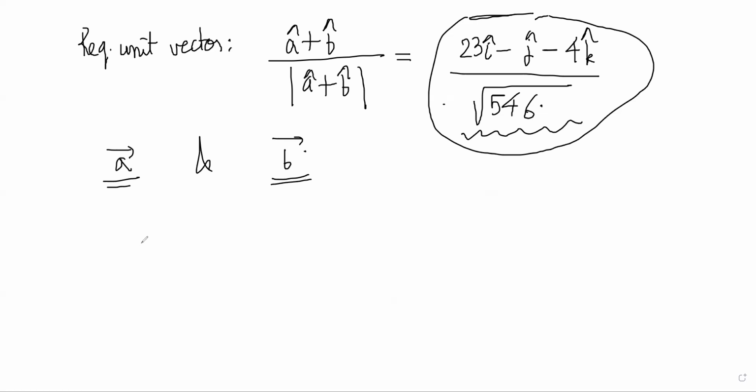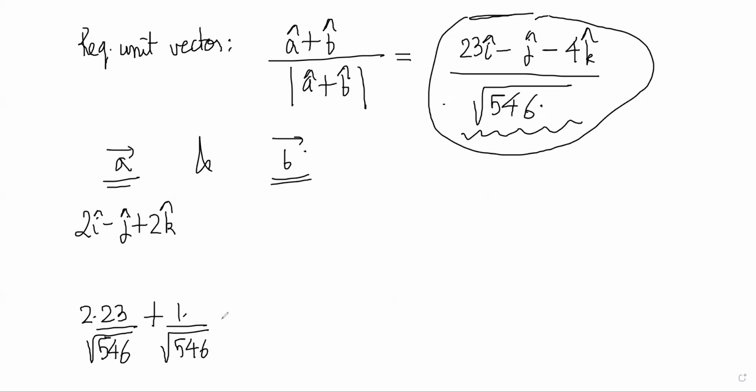When you do that, the dot product with A, which was 2I minus J plus 2K, would be 2 times 23 by root 546, minus 1 into minus 1, so plus 1 into root 546, and plus 2 into minus 4, so minus 8 into root 546. So you are getting 46 minus 8, so you're getting 38 plus 1, 39 by root 546. Right? The dot product here is coming out to be this.